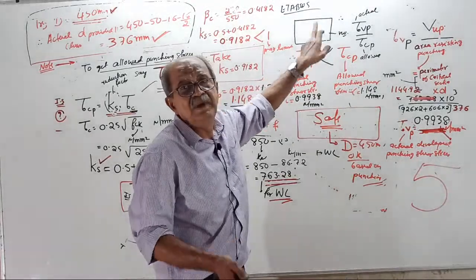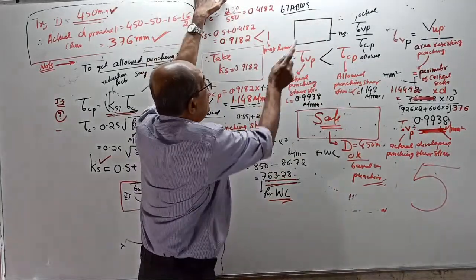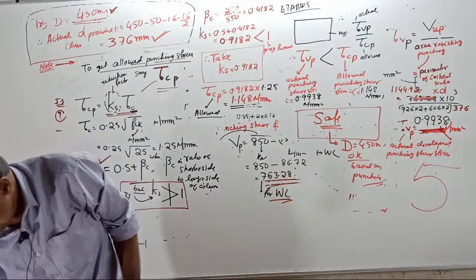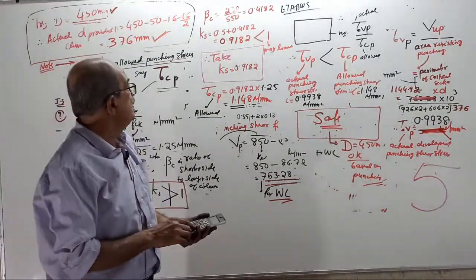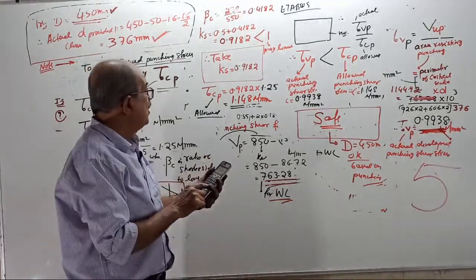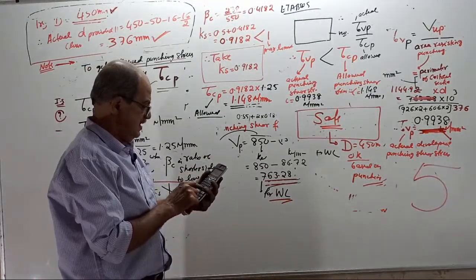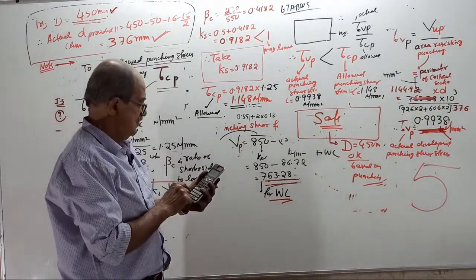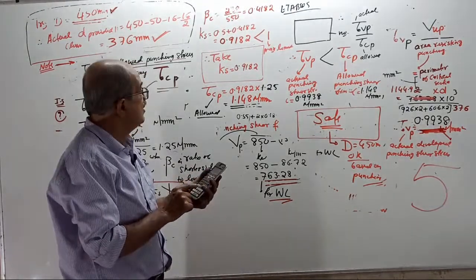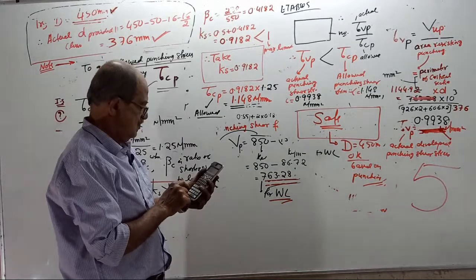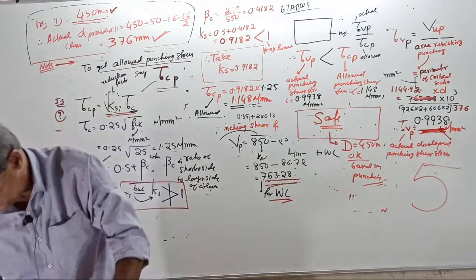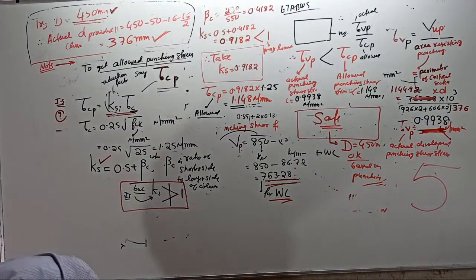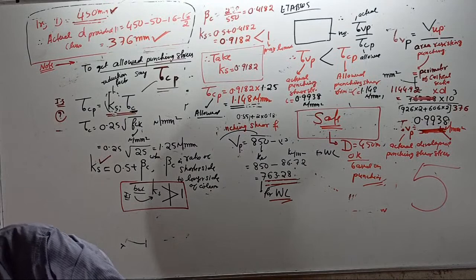What number will come in ETABS for this model? If you perform this model in ETABS, what number will come? How much number will ETABS show here in this case?